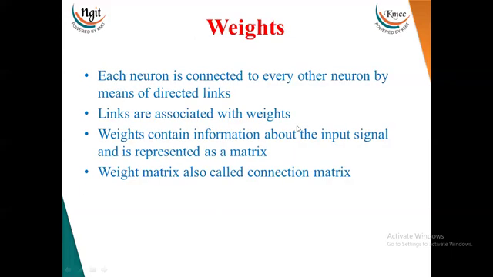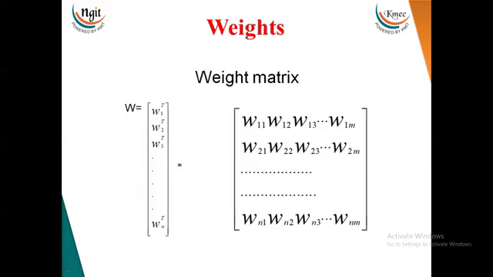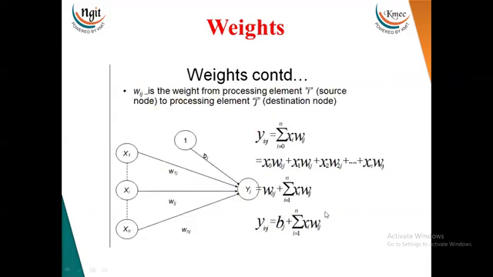So what is a weight? Each neuron is connected with the other neuron with the help of direct links, and these links have weights. So weight contains the information about the input signal, and it is represented in the form of a matrix, and this matrix is also called the connection matrix. Okay, if you see here, these are your weights: w11, w12, w13. So this is related to each and every weight, and this is called the weight matrix.